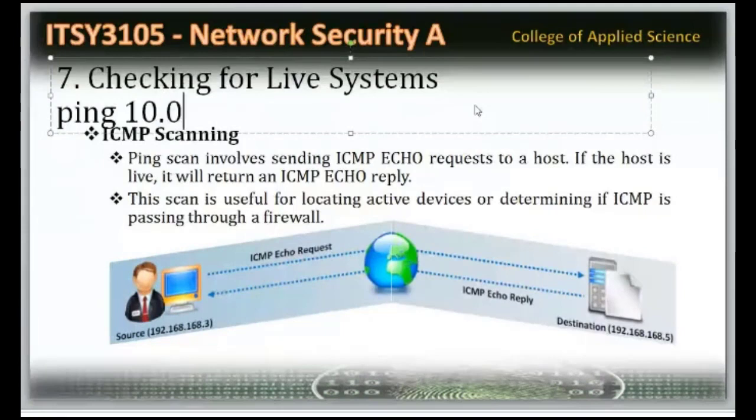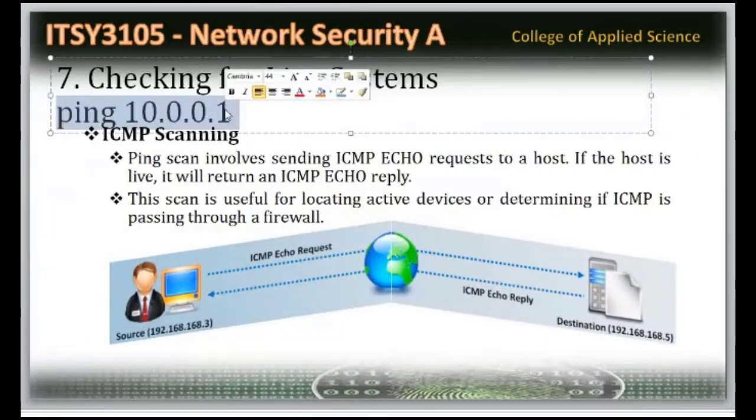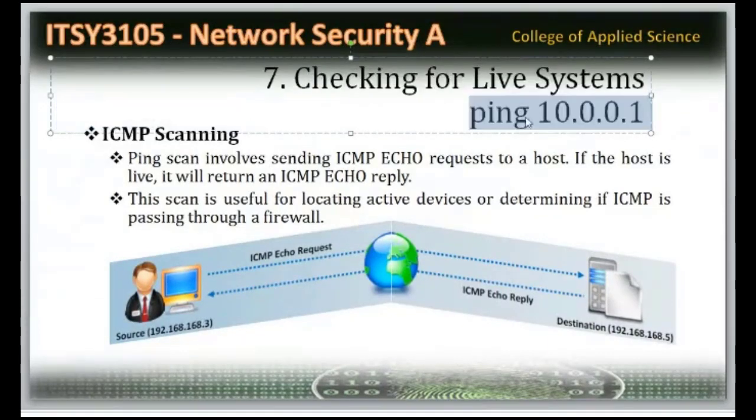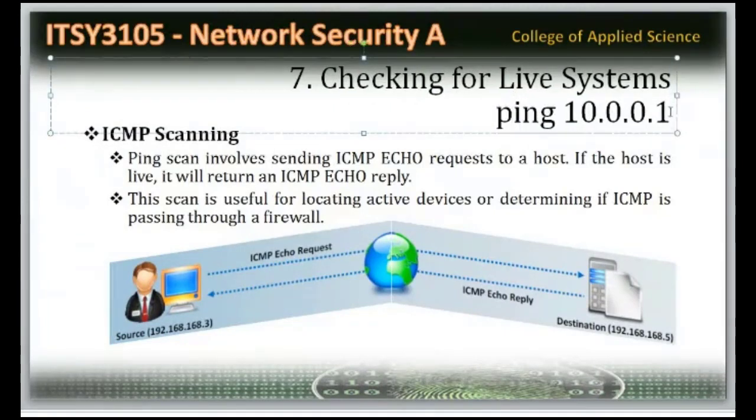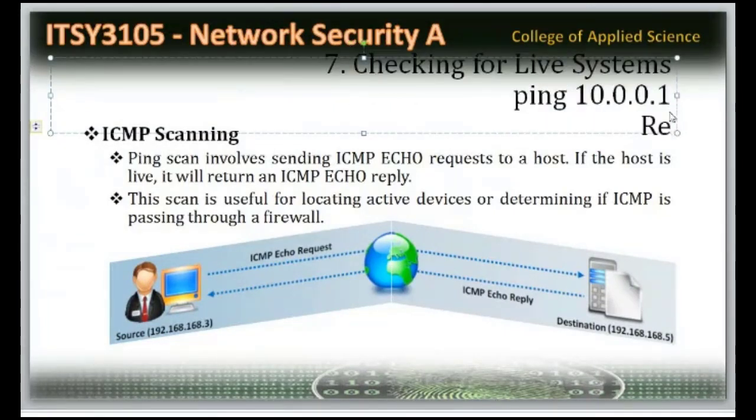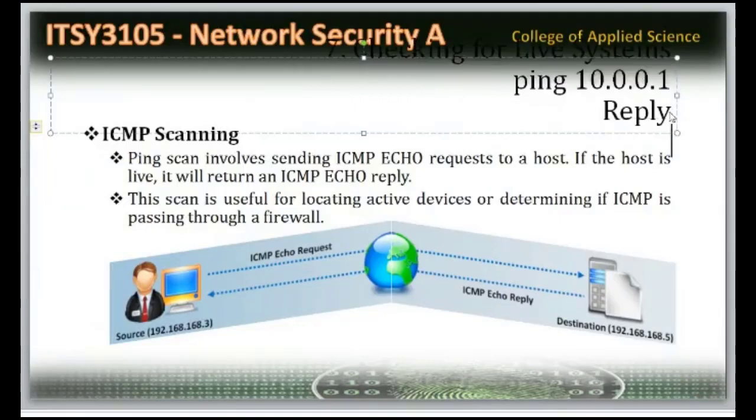My target is 10.0.0.1. This is my target. So I'm just giving a ping command to my target. If my target machine is on, it is going to give me the reply. Otherwise, I'm going to get an error message. So now I understand whether this machine is on or off.